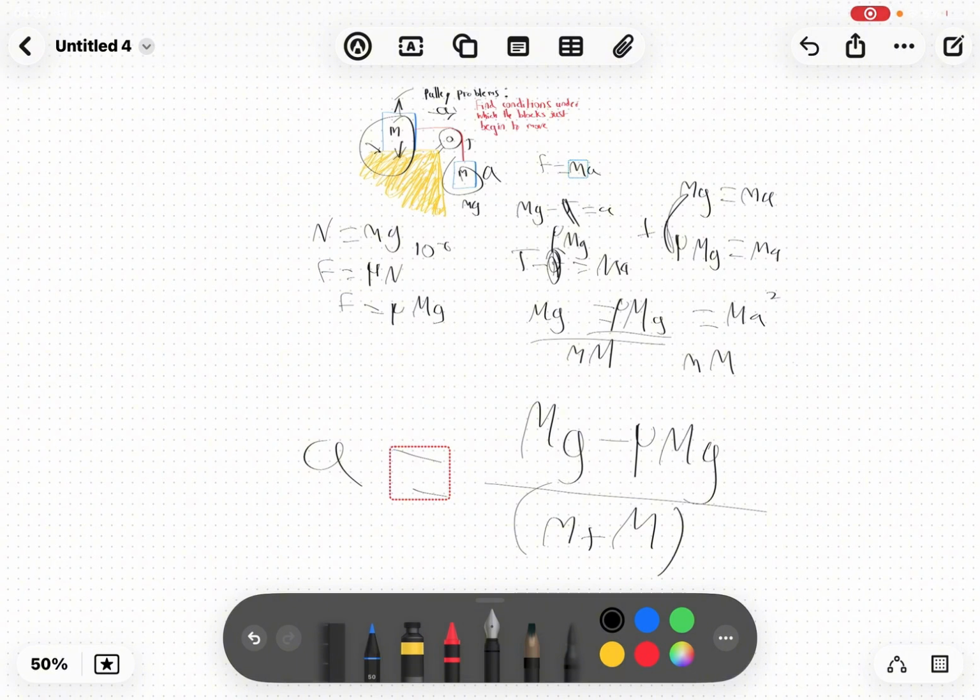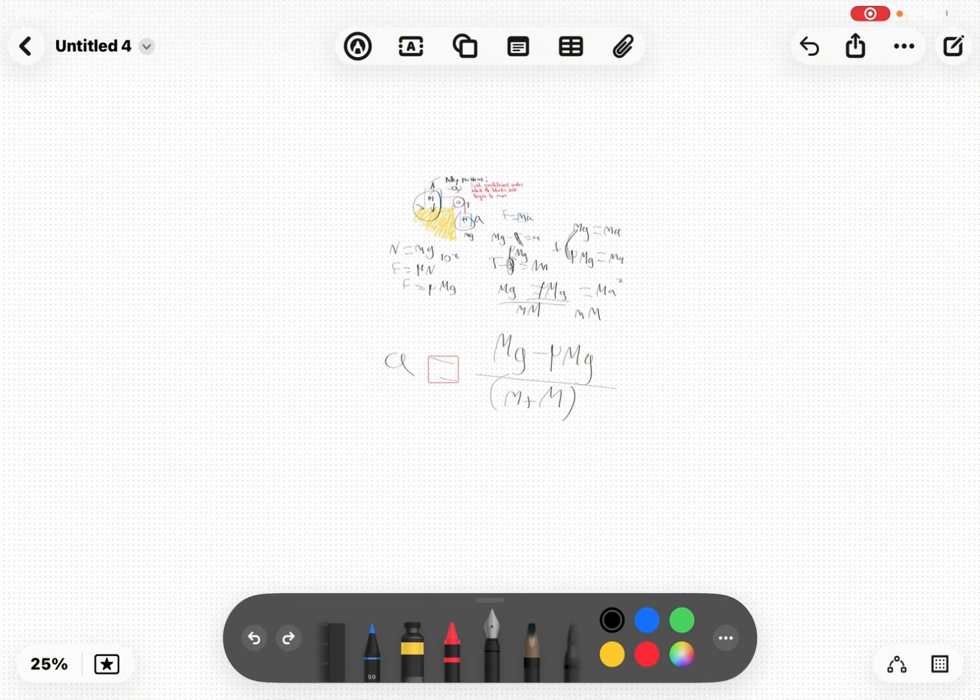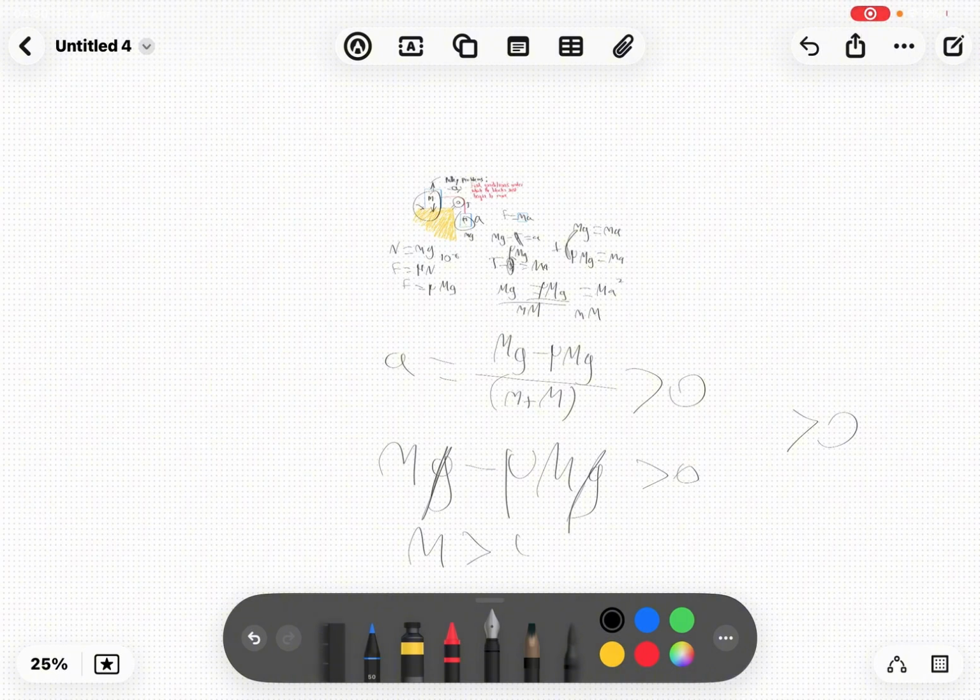But since we don't really care about the value of the acceleration, we just care when it will start moving, for it to start moving the acceleration should be bigger than 0. So this should be bigger than 0, so we're able to say that mg minus mu Mg should be more than 0, and the g's cancel out, so we're left with m bigger than mu M.